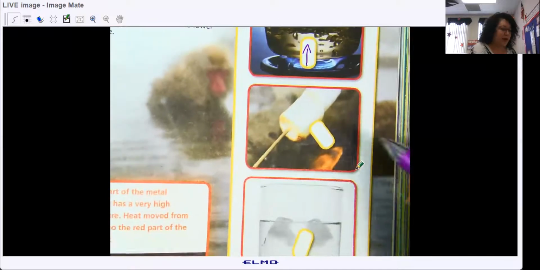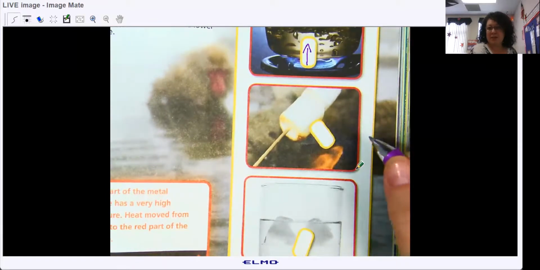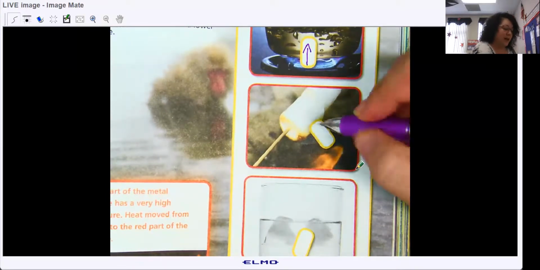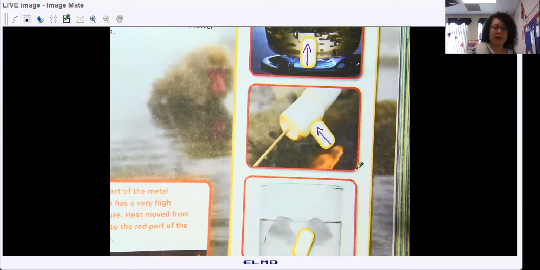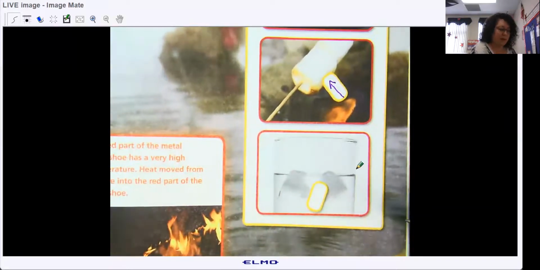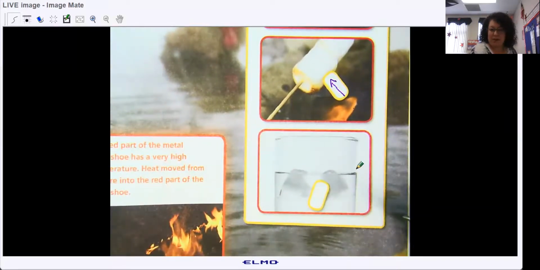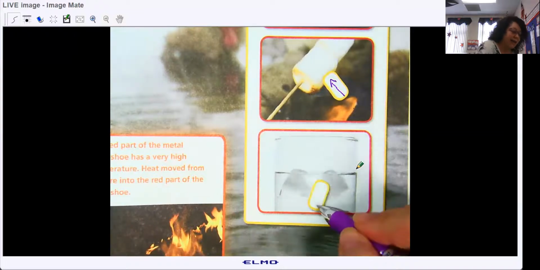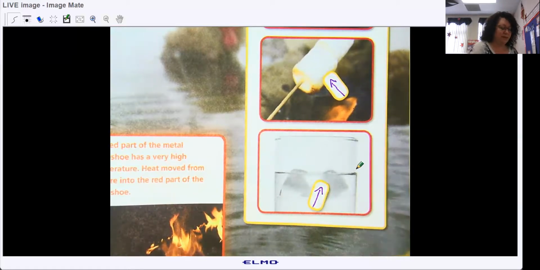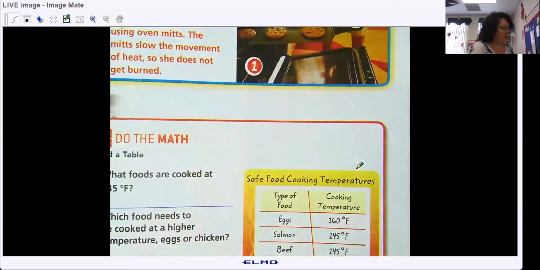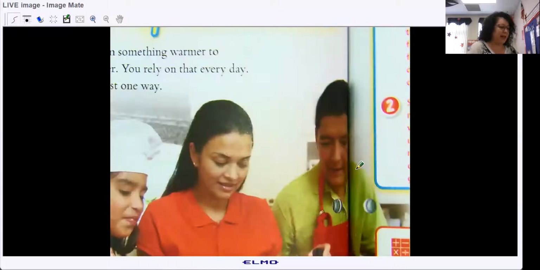What about from the fire to the marshmallow? It moves from the warmer heat to the cooler marshmallow. And from the warmer water to the cooler ice cubes. Okay. Turn up the heat. Next page.